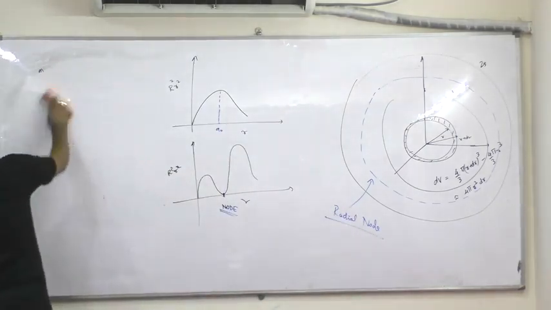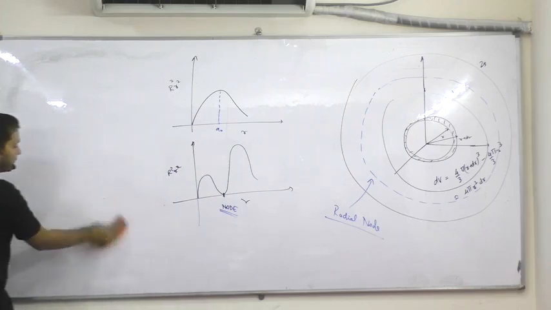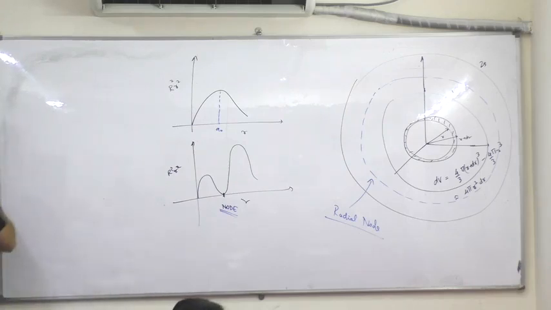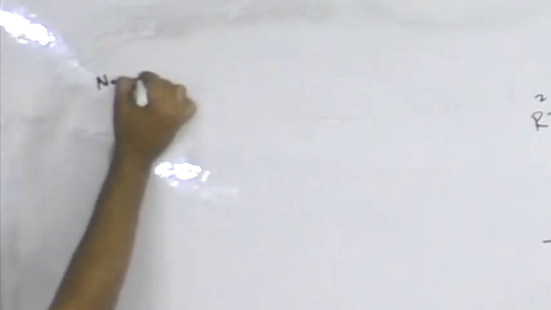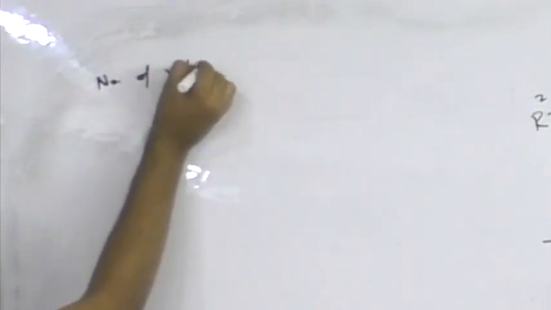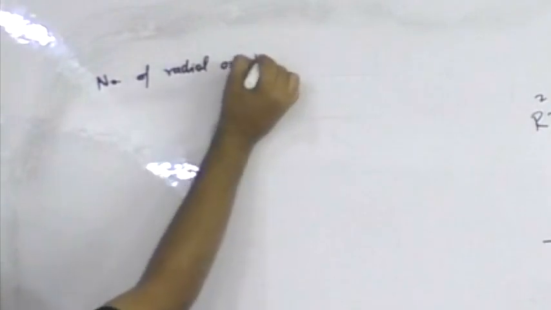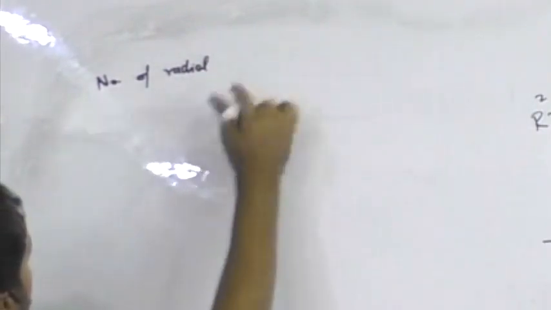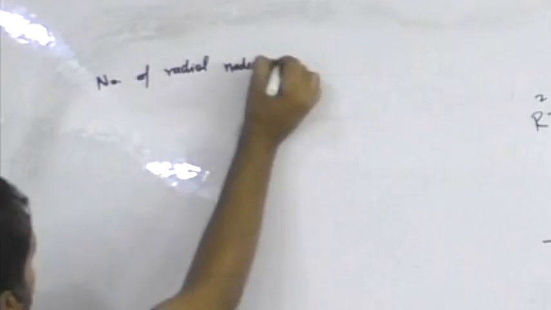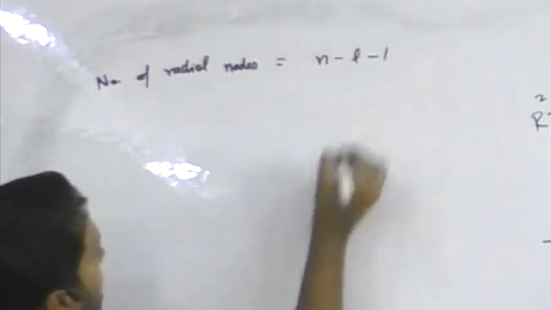Now another type of node which we have in atoms are called angular nodes. I'll give you a formula which will come in very, very useful when you're solving problems. Number of radial nodes for any orbital you can directly calculate. Number of radial nodes is n minus l minus 1.